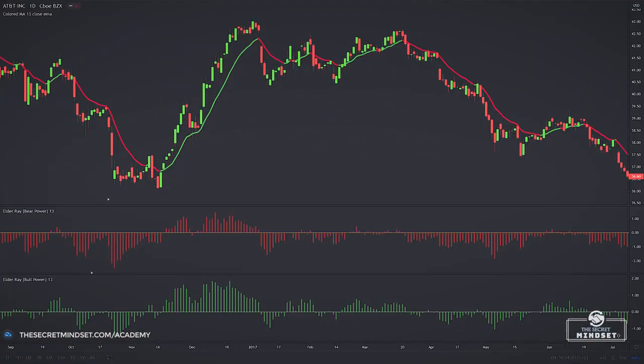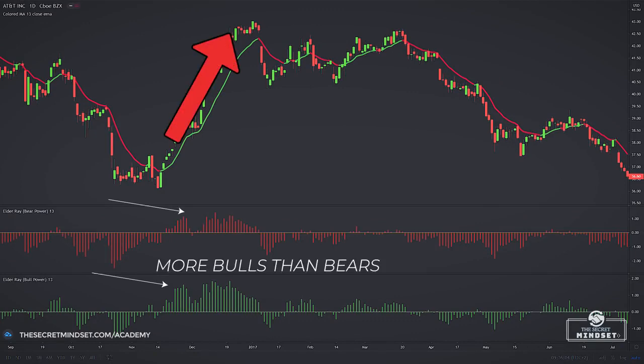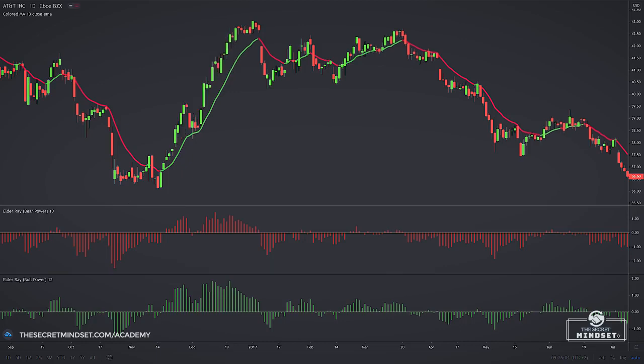So by measuring the distance from the high price of the day to the EMA, bull power represents the capacity of bulls to push prices above the average consensus of value. Bull power rises when bulls are stronger and falls when they are weaker, even becoming negative when they are very weak. Bear power, by contrast, is the capacity of bears to push prices below the moving average.